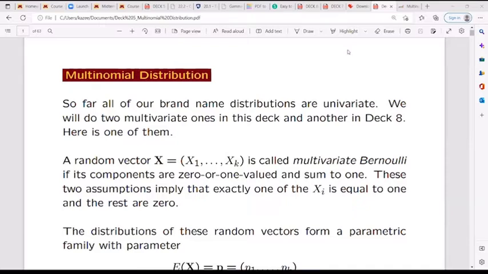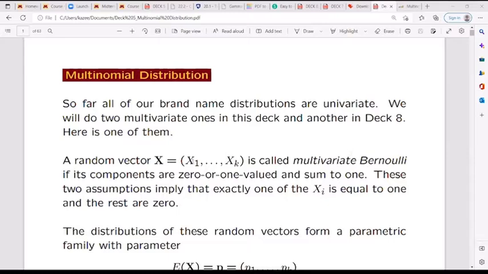But let me tell you now, for multinomial distribution, what we are trying to talk about is more or less that we have a generalization of Bernoulli and binomial distribution. And that's exactly what you are seeing here. So the idea of a matrix, the idea of a vector will be used because we're talking about generalization. So take a look at this now, a random vector x1 up to xk. It's called multivariate Bernoulli.